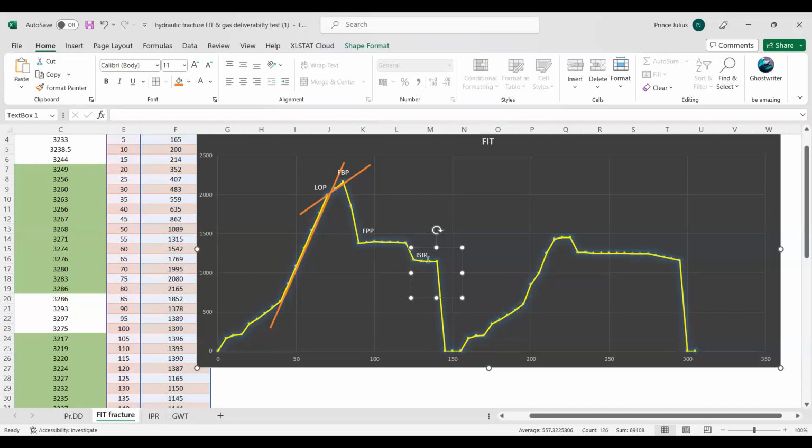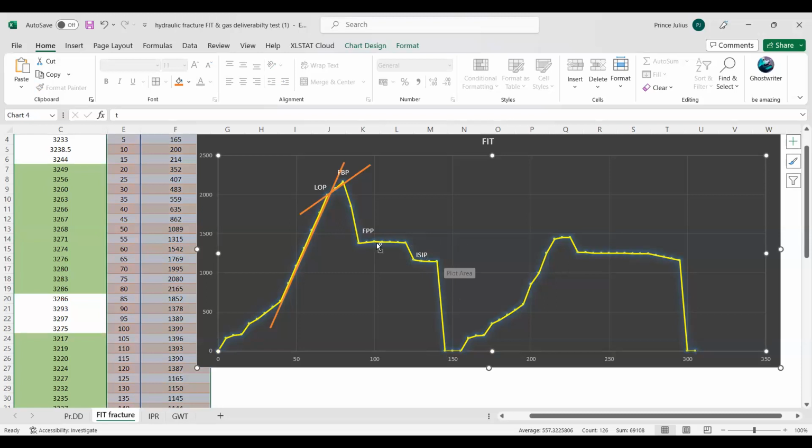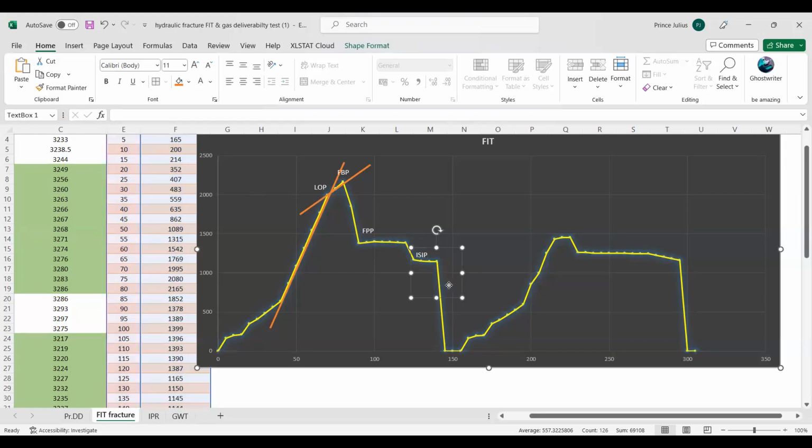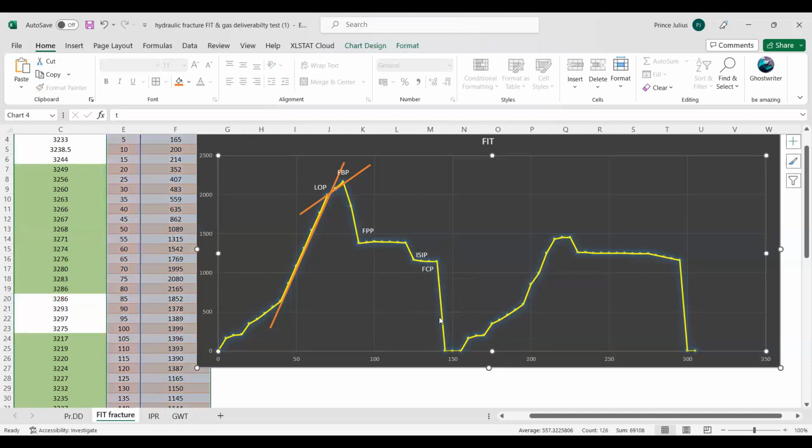Not much time, probably a few hours it has maintained. Then finally, it ended with fracture closure pressure. So once it reaches fracture closure pressure, the fracture will collapse. So the fracture started to collapse from here and the pressure started to drop down.